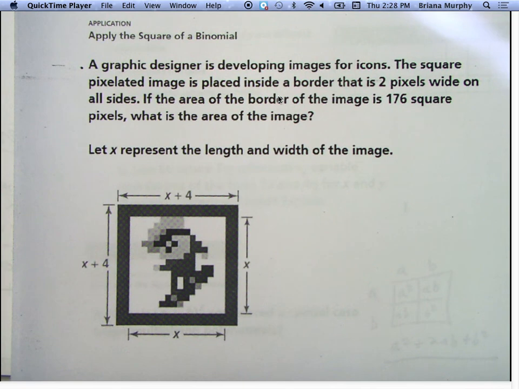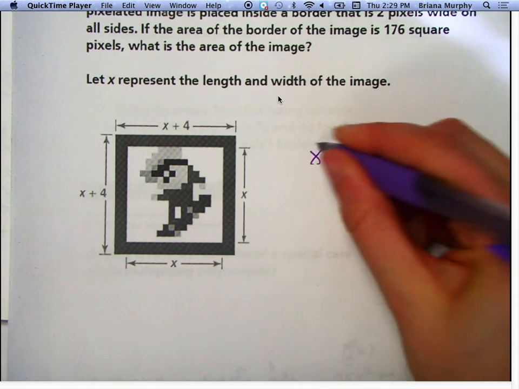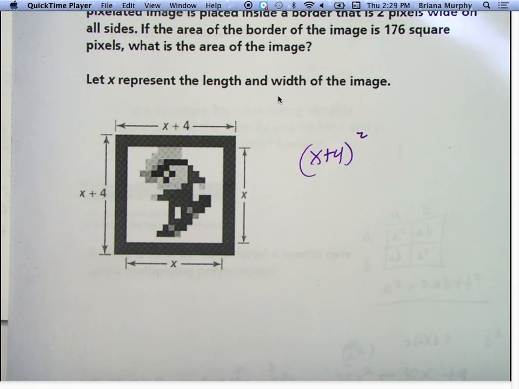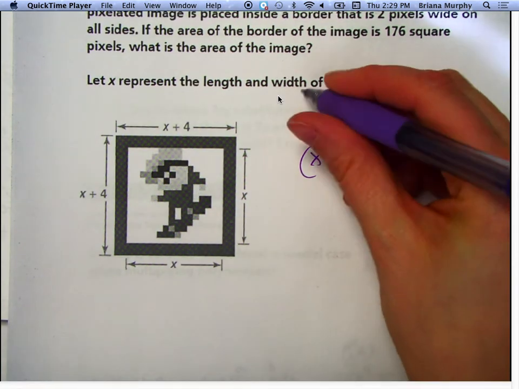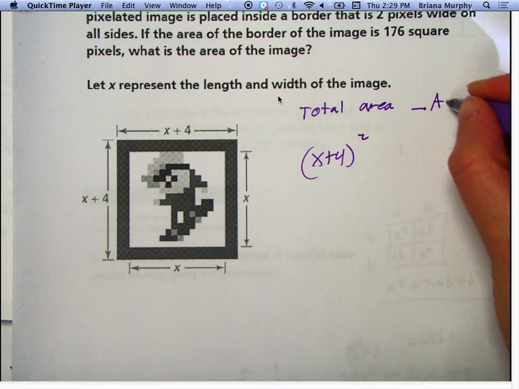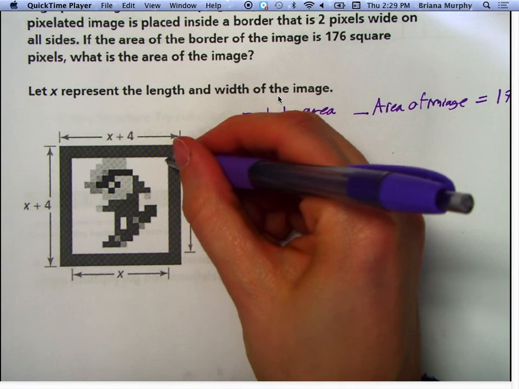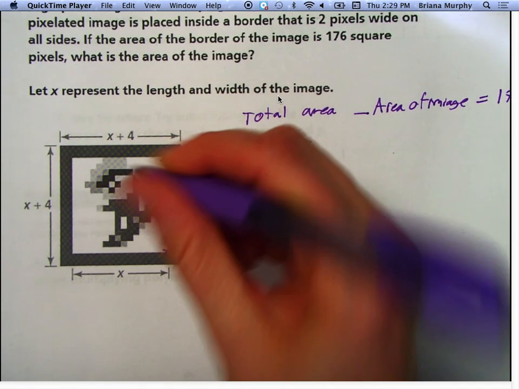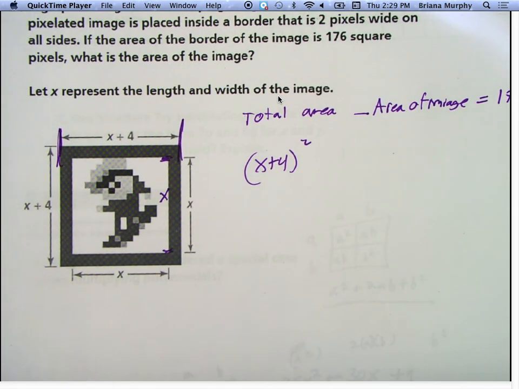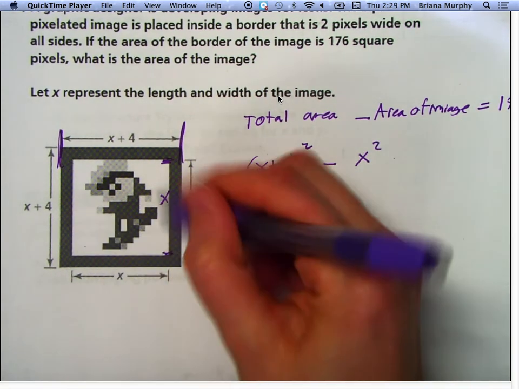So the point is, it is x plus 4 squared. So we're going to end up with the total area, and then we have to subtract the area of the image, which equals 176 for the area of the border. I don't think this is very clear, but this to here is x, and this whole length to here is x plus 4. I don't think that's written very well. So we have the total area minus the area of the image. That would be length times width, right? x times x equals 176.